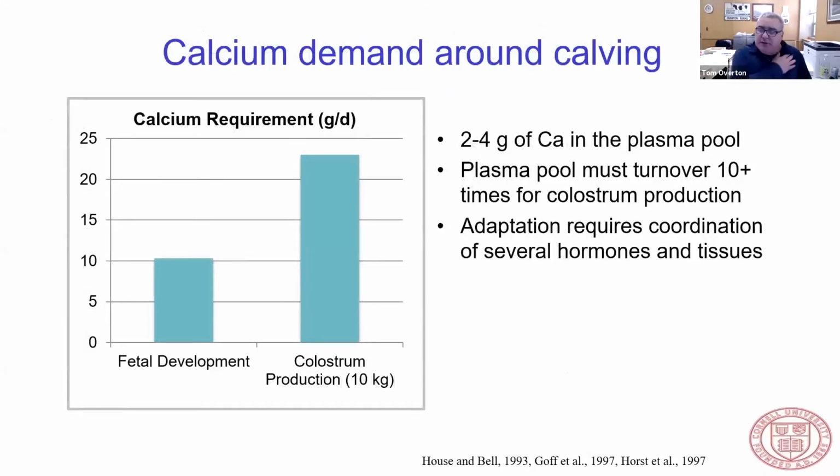So I'm going to talk about just a few things here with the nutrition. I'm going to hit a couple of the big ones. So one of the big ones is calcium. And, of course, we know that cows crank out a lot of calcium in milk. The blood pool is pretty small.